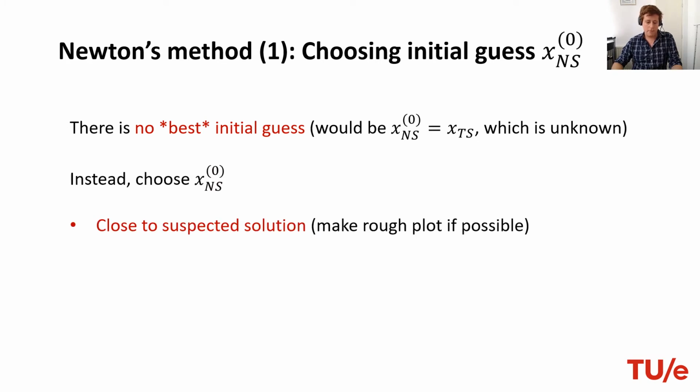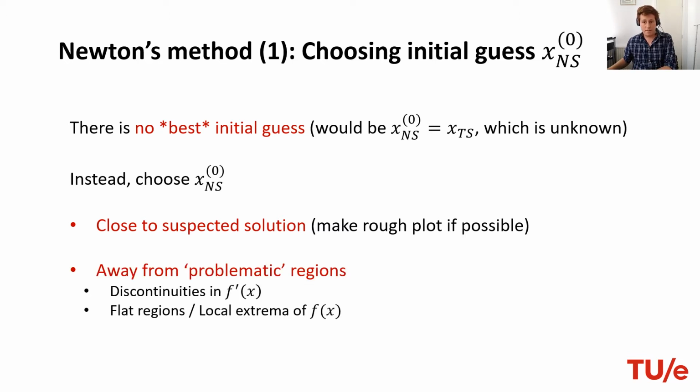And the first thing that we try to do is choose this initial guess to be close to the suspected solution if possible. So if it's computationally feasible to make a rough plot of your function in order to get an idea as to where the function crosses the x-axis, so where this solution would lie, then this would be a very good idea, because then we can choose our initial guess to be in the vicinity of this suspected solution. If this is not possible, well, then you basically have to make do with what you've got.